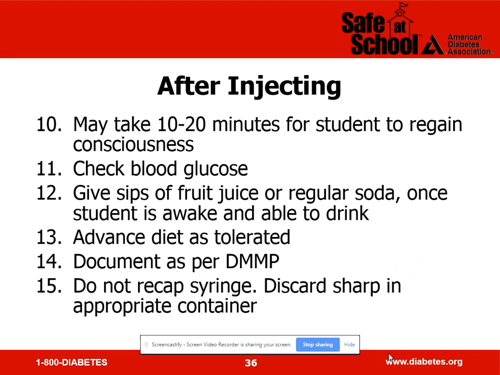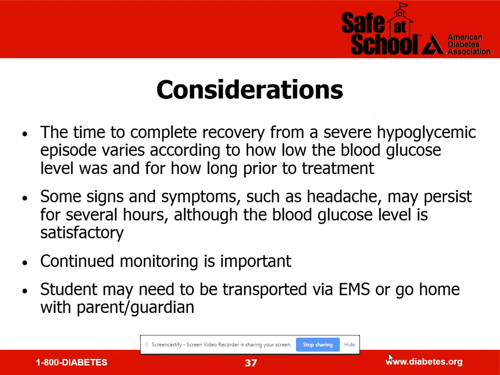After injecting, it may take 10 to 20 minutes for the student to regain consciousness. Check the blood glucose. Give sips of fruit juice or regular soda once a student is awake and able to drink. Advance diet as tolerated. Document per the plan, and do not recap the syringe. Discard the sharp in an appropriate container.